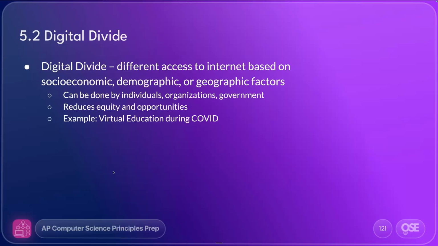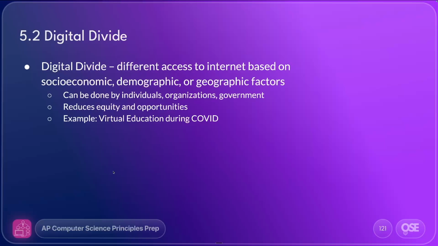Next topic is digital divide. It describes that different people have different access to internet based on their socioeconomic, demographic, or geographic factors. And the digital divide can be created by individuals, organizations, or governments. And digital divide reduces equity and opportunities. An example for you to know is virtual education during COVID.